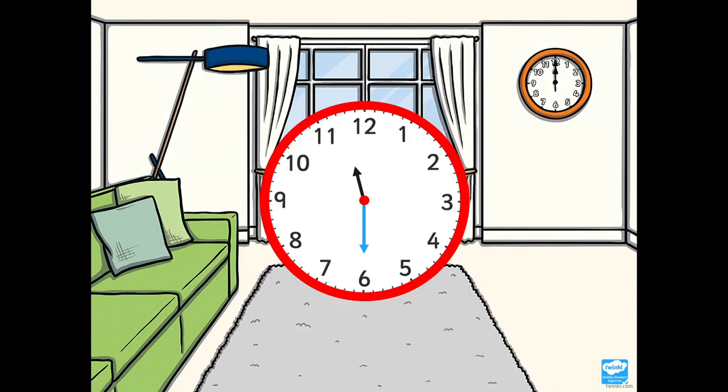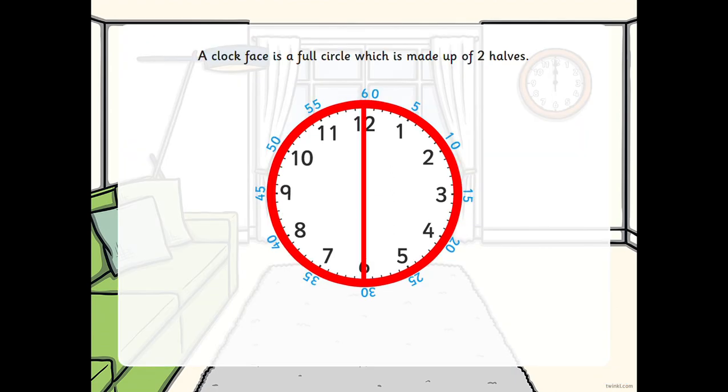Now we are going to look at half past. We are much more confident with o'clock than we are with half past, so please listen carefully, it will really help. So a clock face is a full circle, and we know that, and the numbers go all the way around from 1 to 12, and we can cut a circle in half. So you can see from this picture there are 2 halves of the circle. Okay, that makes it just a little bit clearer for you.